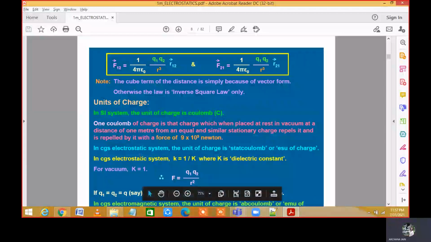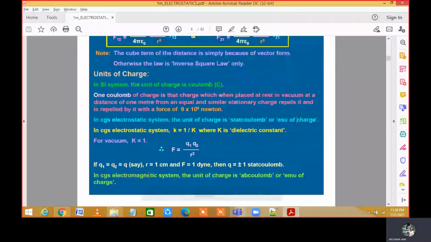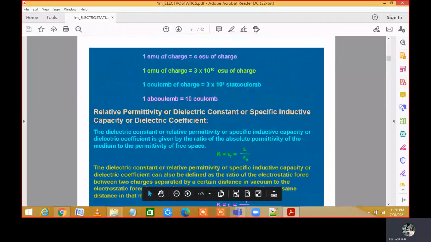The CGS unit of charge is stat coulomb or ESU. In the CGS system, this 1 upon 4 pi epsilon naught, which is K, for vacuum the value of K is 1. That's why we can write the formula F is equal to Q1 Q2 over R square. Otherwise, we use this formula in the SI system only.